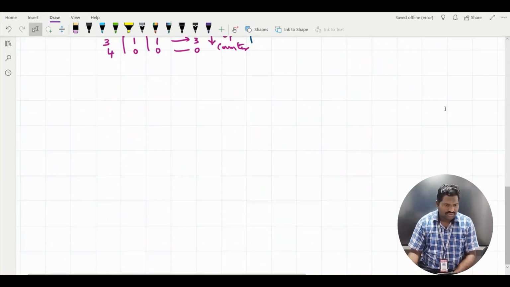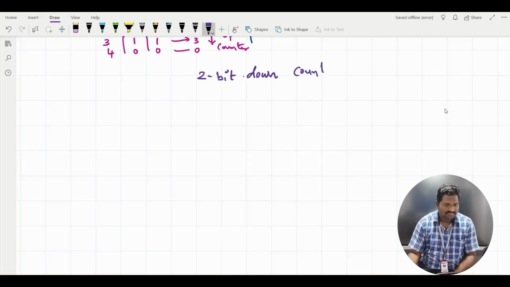Okay, now let's draw the timing diagram for this 2-bit down counter. Timing diagram.